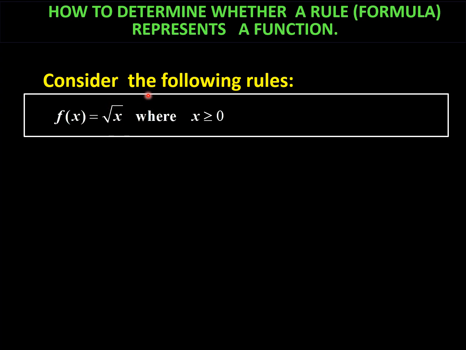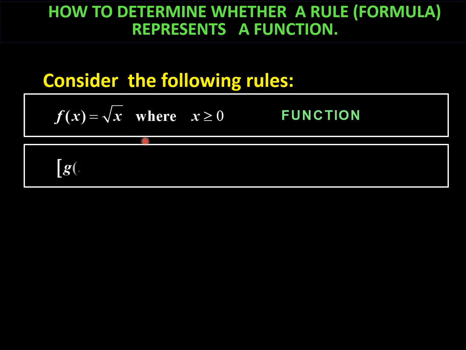Let's input a positive value. Let's take an easy one first. 4, square root of 4, only one output. Let's put in a 16, square root of 16 is 4. Let's put in even a 5. Go to your calculator, square root of 5 is 2.23, it's always one output, right? Therefore, that would represent a function.